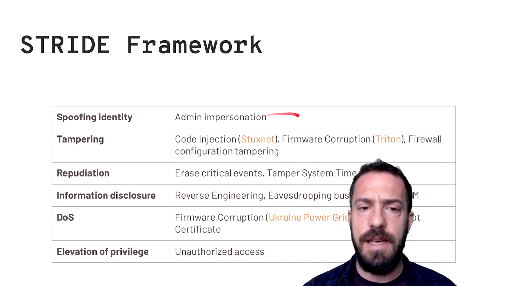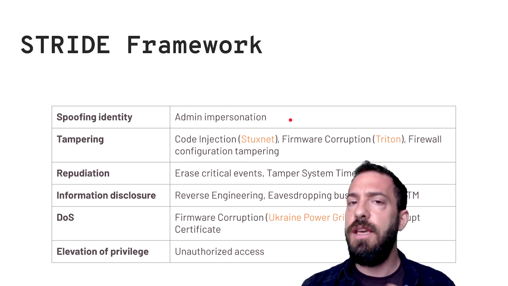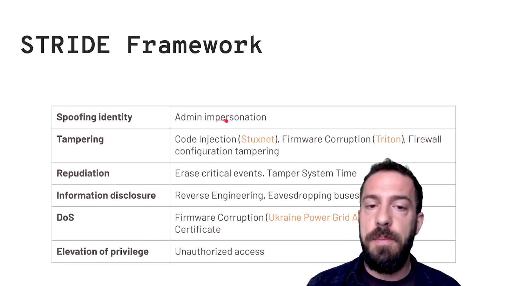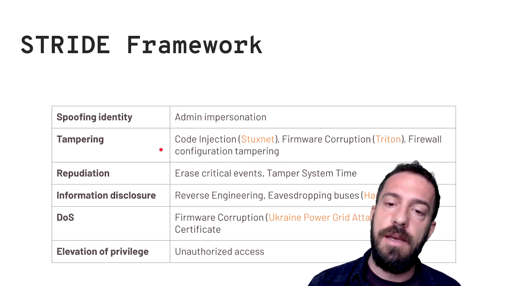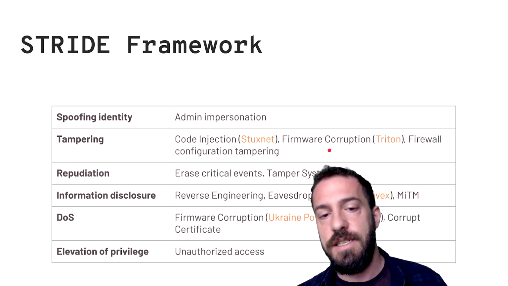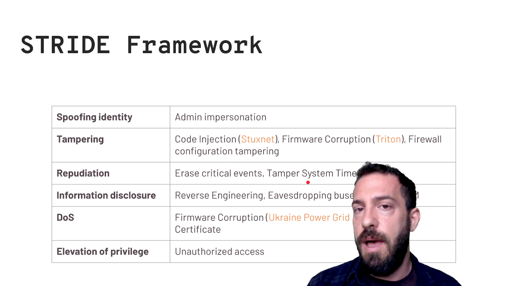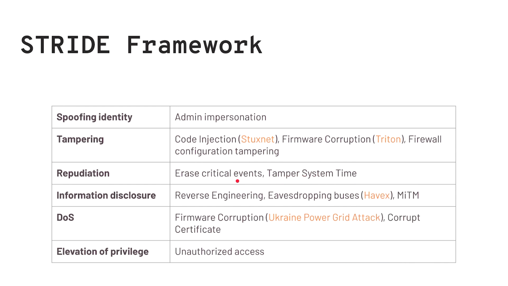So here in the slide, I filled in some examples. Again, you think of the effect first, like admin impersonation for spoofing. For tampering, you can corrupt firmware, change the firewall, or inject code. For repudiation, you tamper with the system time or hide critical events. For information disclosure, eavesdropping on buses, Havex attack, man-in-the-middle attacks. For denial of service, firmware corruption or corruption of a certificate. And for elevation of privilege, an example here is unauthorized access.